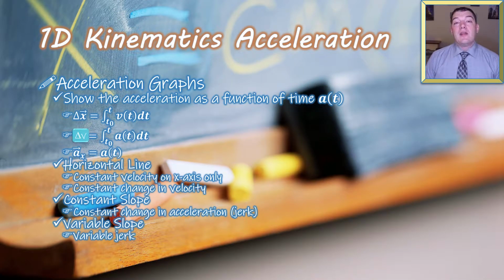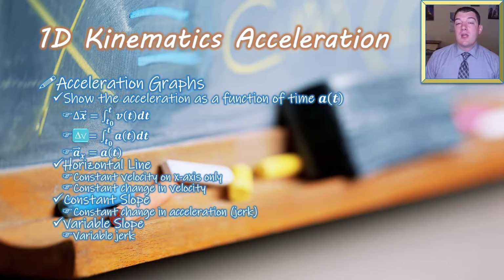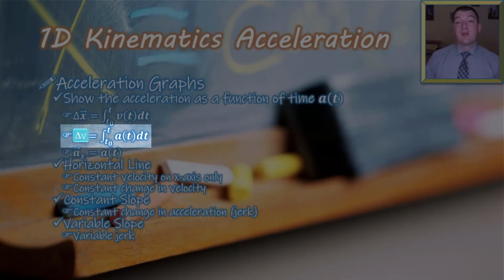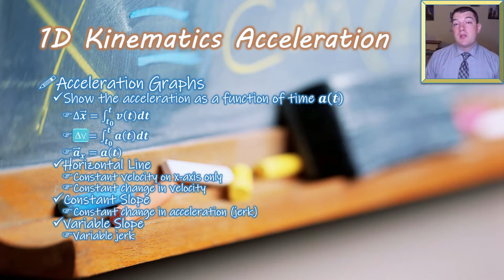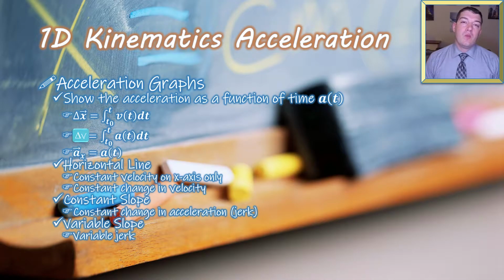Acceleration is defined as the derivative of velocity with respect to time. If we have the acceleration with respect to time in the form of a graph or a function, then we can take the integral of that acceleration with respect to time and get the velocity. And we can take the integral of that velocity function with respect to time to get the change in position or the displacement.